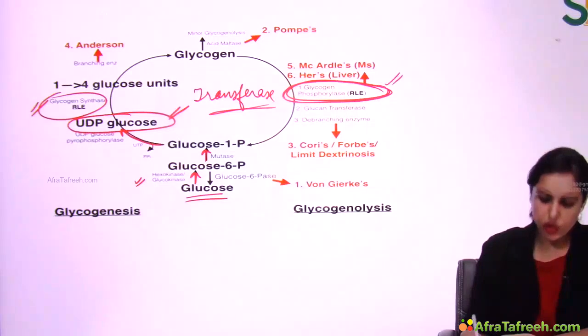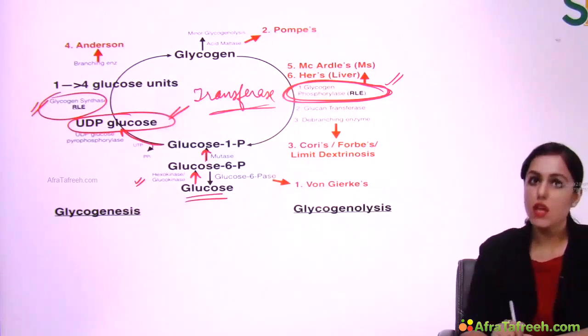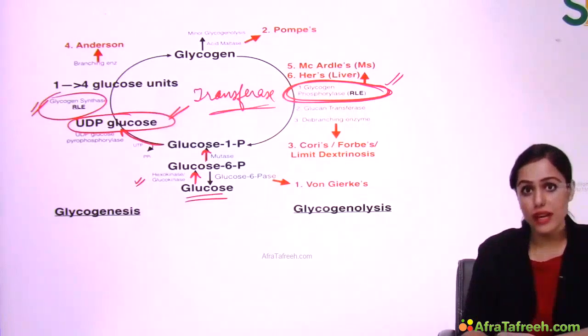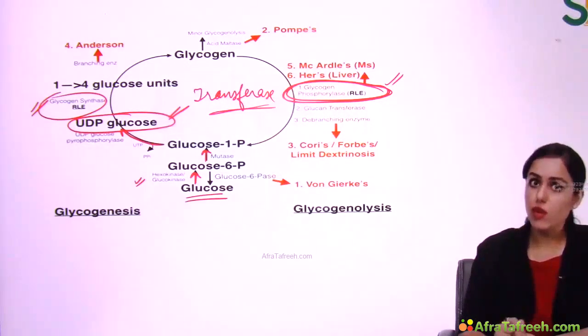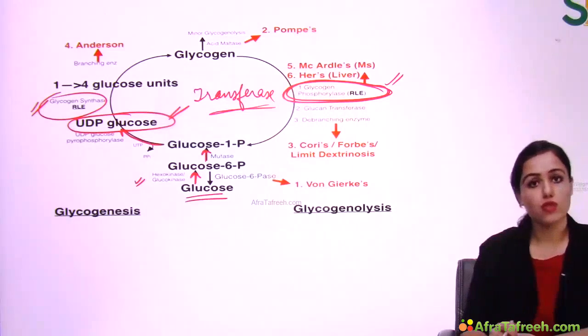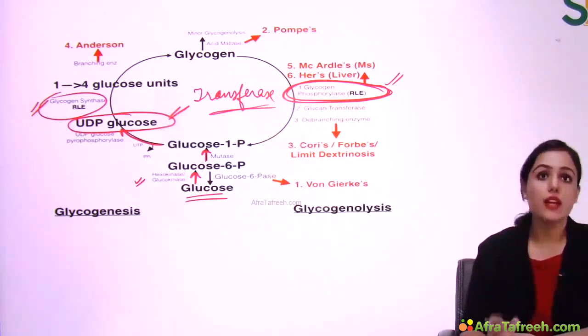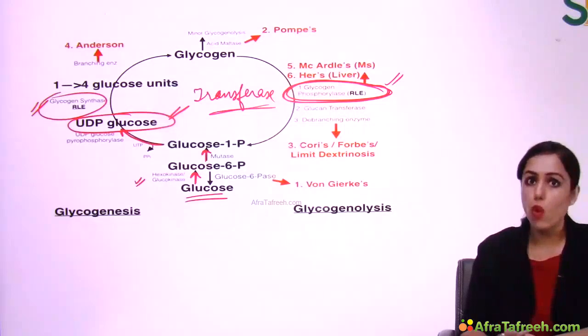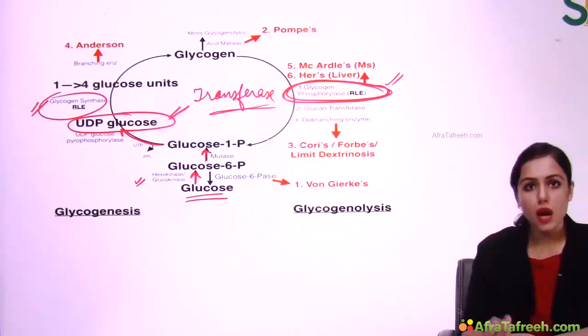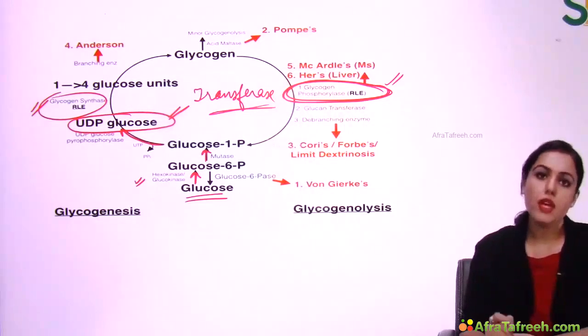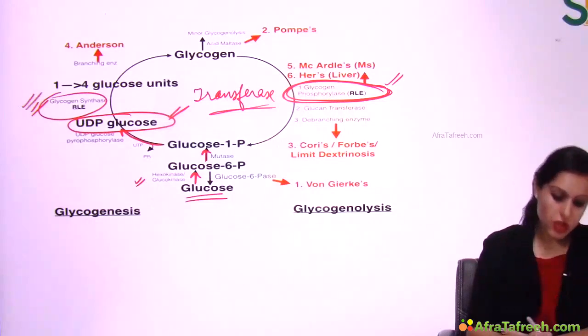And see the rate limiting enzyme on the right hand side. The rate limiting enzyme on the right hand side, glycogenolysis, is glycogen phosphorylase. If you remember, I told you phosphorylase transfers inorganic phosphate, right? So this is also a transferase. That's why I have already told you this line that both the rate limiting enzymes of glycogen metabolism are transferases, right?